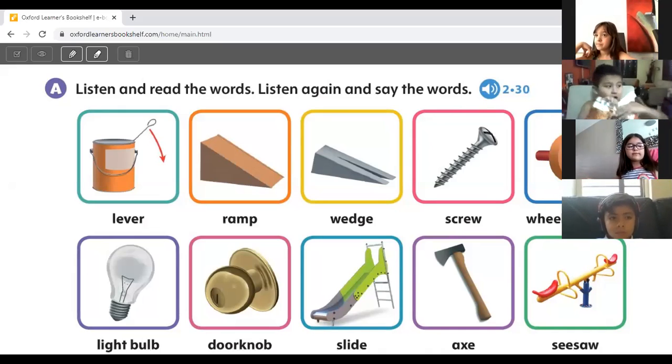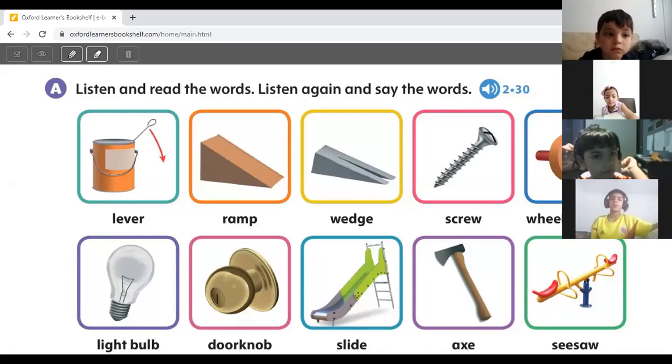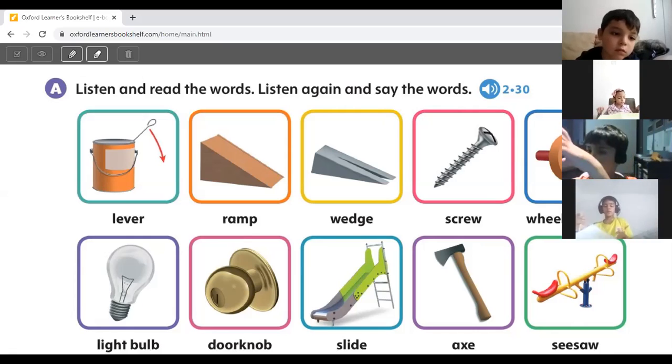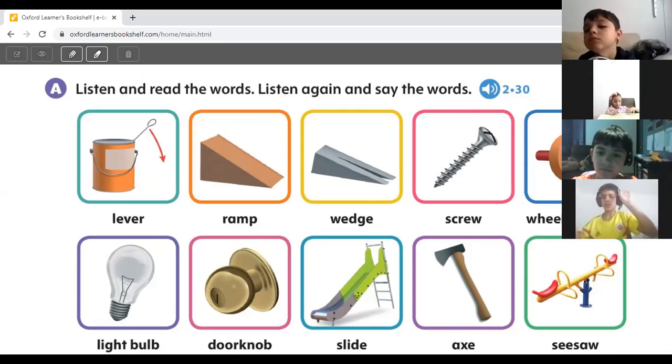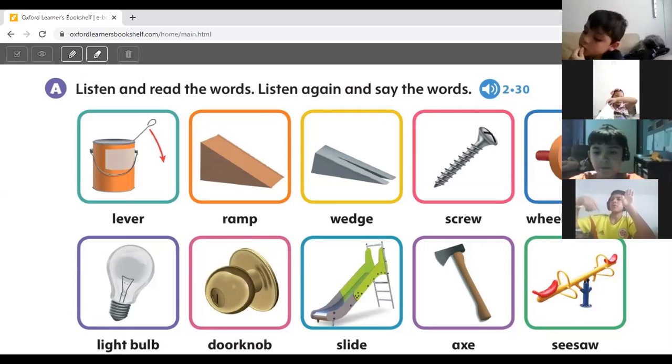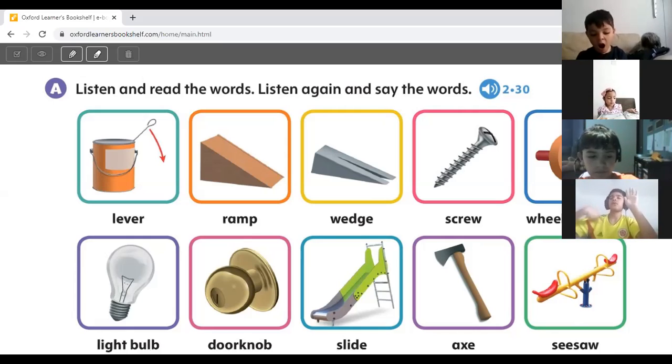Okay, doorknob. Who wants to read doorknob? Okay, Amber. A round thing on a door which you use to open and close it. Thank you. Doorknob, it's a round thing on a door. If you take a look in your house, there are a lot of doorknobs, okay? It's a round thing on a door that you use to open it and close it, okay? Slide. Okay, Nelson, slide.